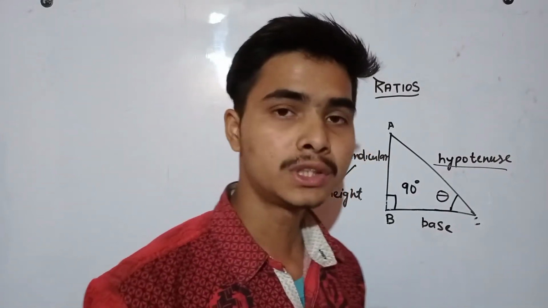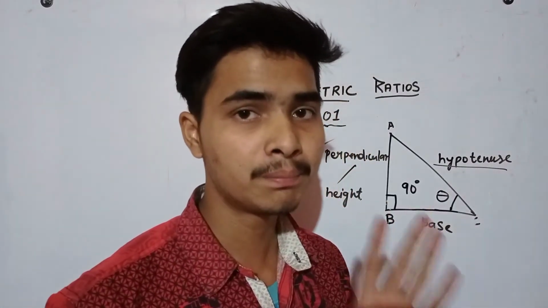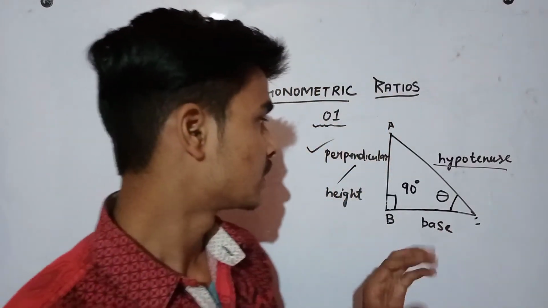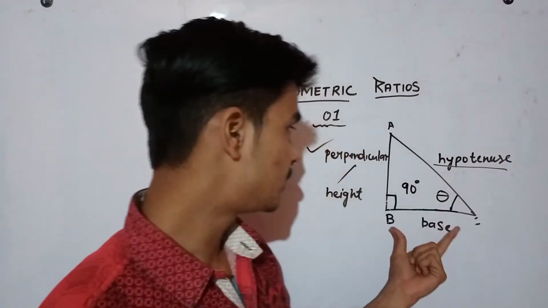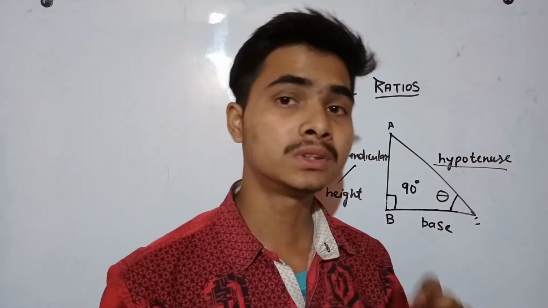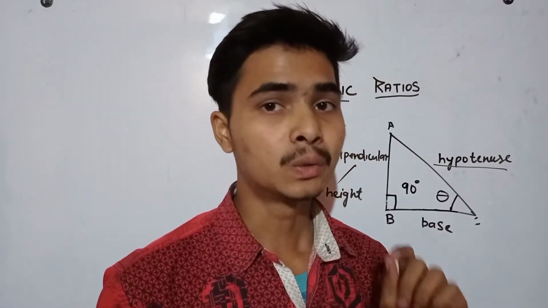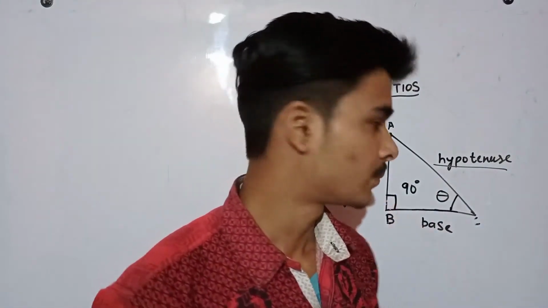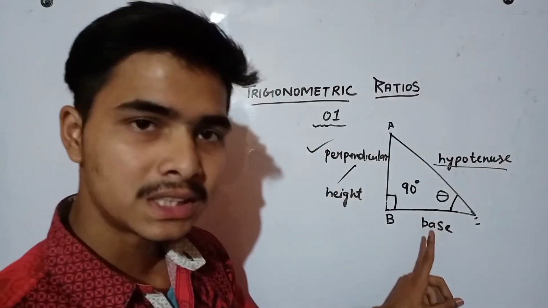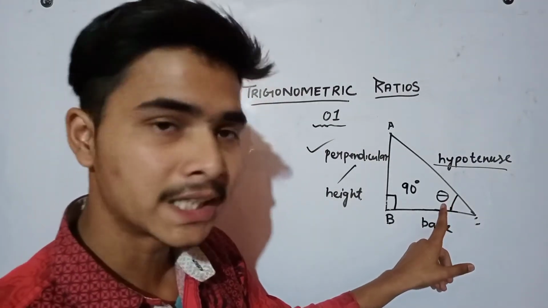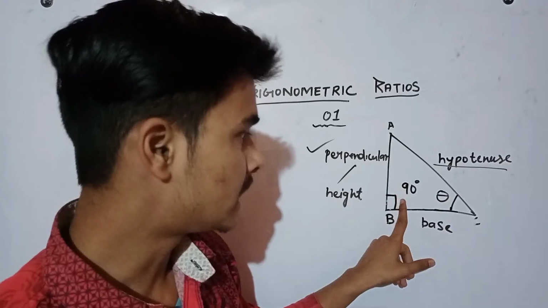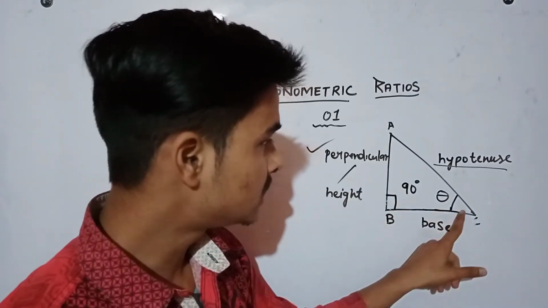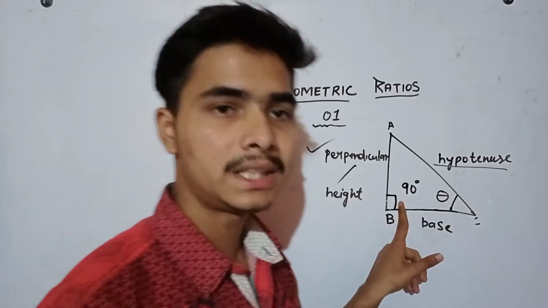But it is very crucial to know the difference between a base and a perpendicular, because I know that you are often going to confuse them. See, what is the base? A base is something which contains one acute angle and also a 90 degree. Kindly see here, a base is something which has both an angle plus a 90 degree.